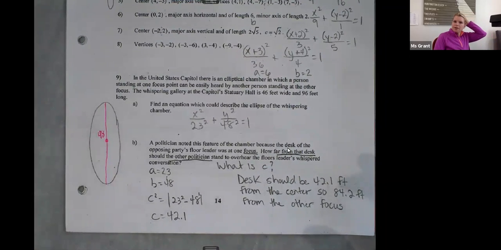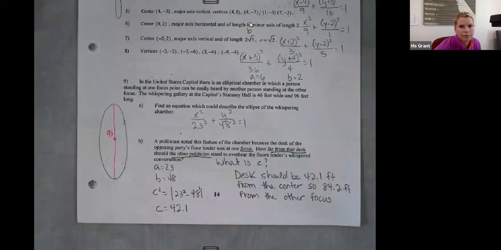Okay, number 9. In the United States Capitol, there's an elliptical chamber in which a person standing at the focus point, so I'm not standing at the wall, I'm standing at the focus point, can easily be heard by another person standing in the other focus point. So I'm like, here's the walls of the room, a little bit in. If you stand in those, because of the way it's shaped, you can hear the echoing from another person talking. So someone's going to eavesdrop on this conversation. That's what's happening.